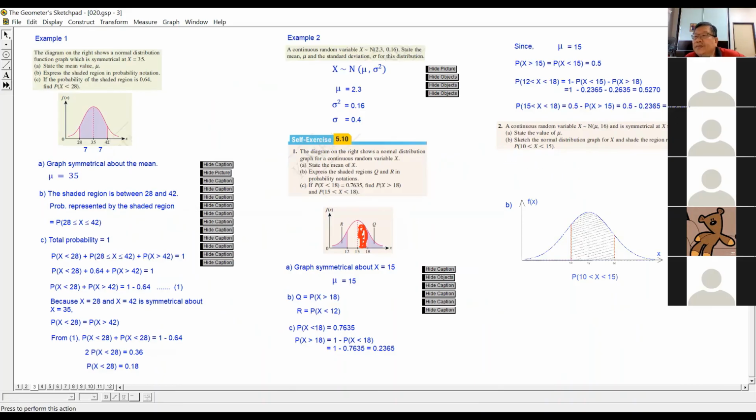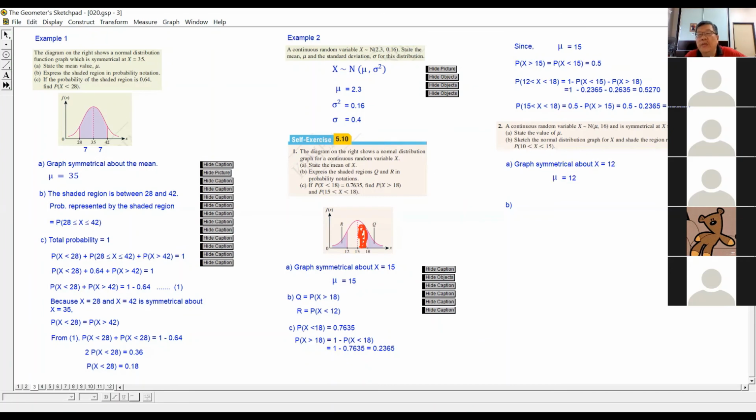Number two. A continuous random variable X is normally distributed with mean mu and is symmetrical at X equals 12. Find the value of mu. Sketch the normal distribution graph for X and shade the region representing the probability X larger than 10, smaller than 15. Okay, right. So they say it is symmetrical at X equals 12, that means what is the value of mu?